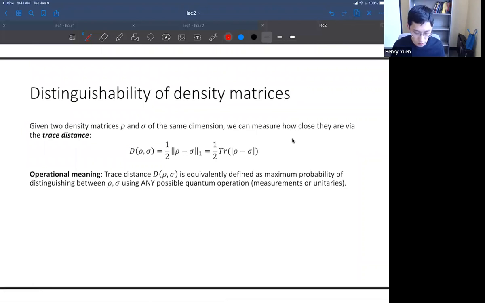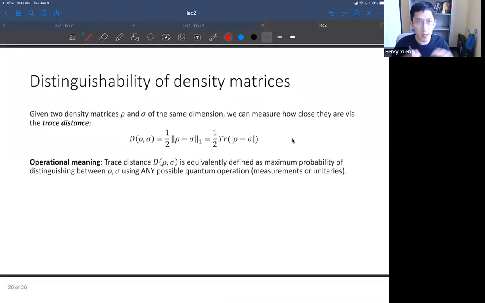Okay, let's talk about how we distinguish density matrices, like how we measure how similar or how different they are. There are many different measures you can come up with, all related to each other in different ways. But here's one that's particularly useful, called the trace distance. It's a function of 2 density matrices, rho and sigma, and you want to measure how close they are.